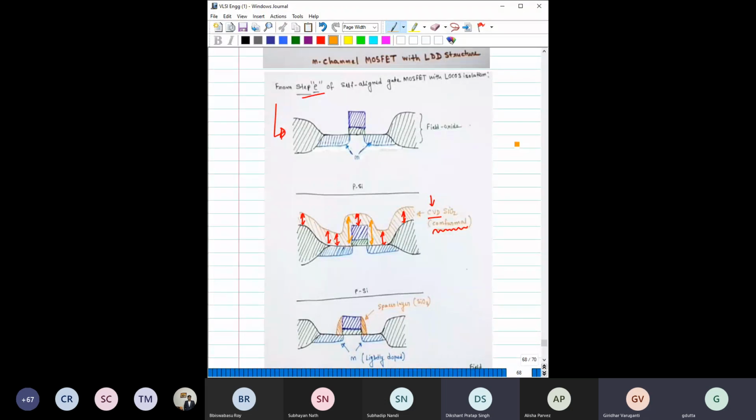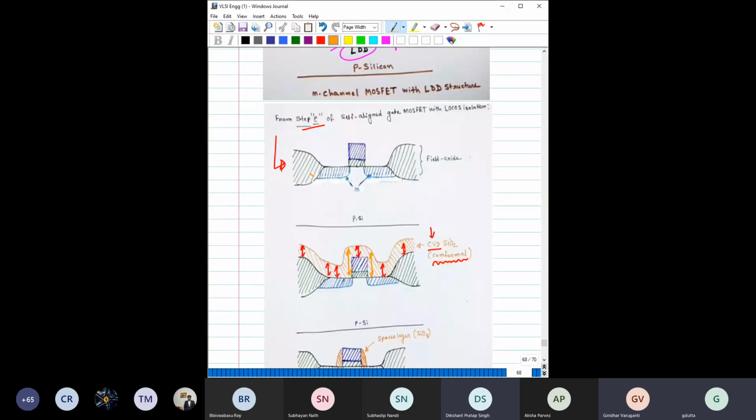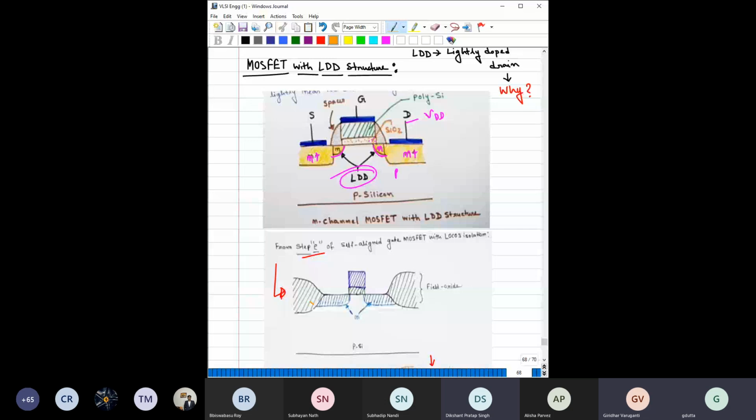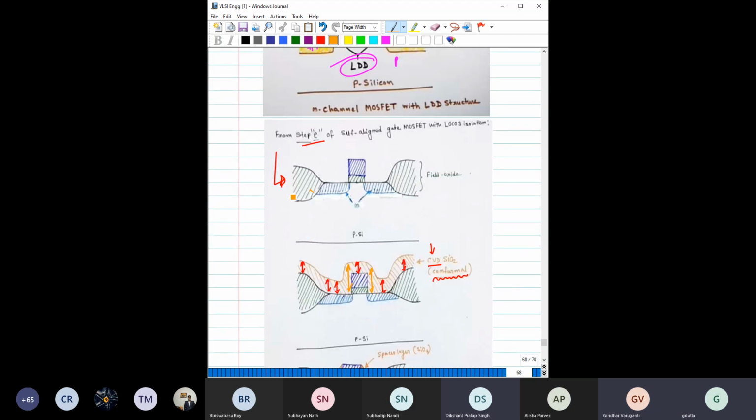Okay, then let me repeat it again from the last 1 minute. We are discussing the MOSFET with LDD structure. We have discussed why we should have the LDD structure, to prevent the hot electron effect. Now we are trying to see how we can fabricate the LDD structure MOSFET. For that we started from step E. This step E is the step we have already discussed for the self-aligned MOSFET with low-cost isolation process. So this is that step.